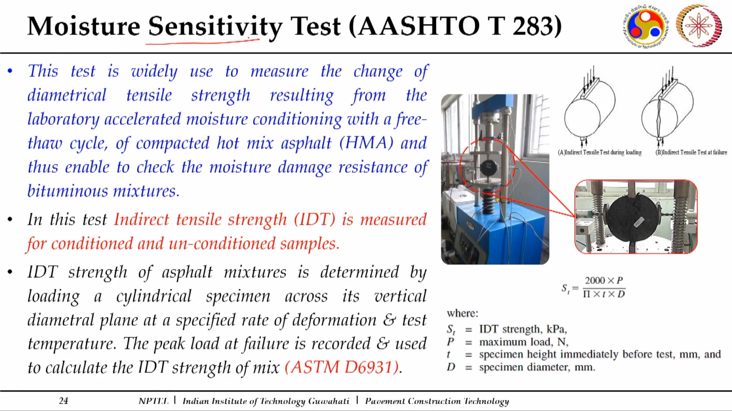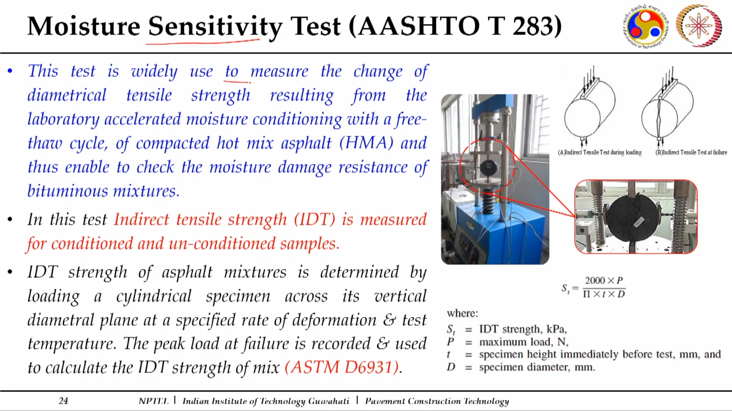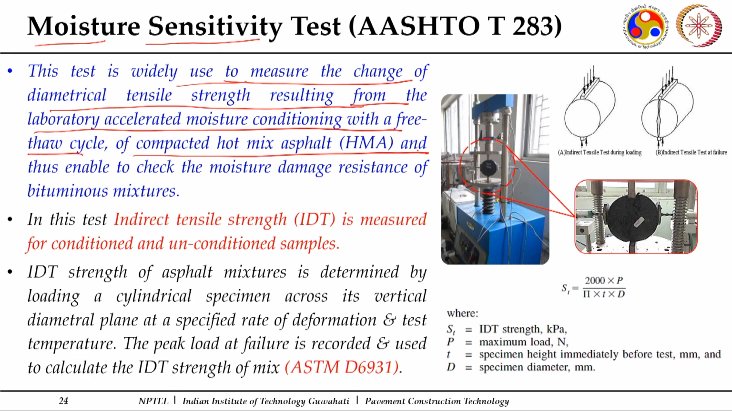Second is the moisture sensitivity test. This is done once the mix is prepared, in the initial period when the mix is not densified to that particular state, because in due course of life it gets densified by the traffic. So in that case we need to ensure the change in its strength. Specifically, we are trying to ensure against moisture induced damage in these compacted bituminous samples. The moisture sensitivity test is widely used to measure the change of diametrical tensile strength resulting from laboratory accelerated moisture conditioning, which includes a freeze and thaw cycle of the compacted HMA specimen, to check the moisture damage resistance. Now what is done here?